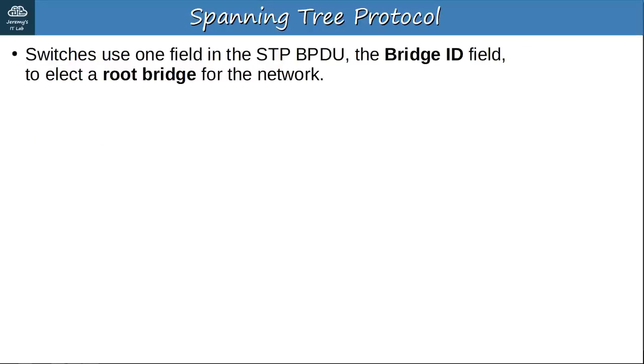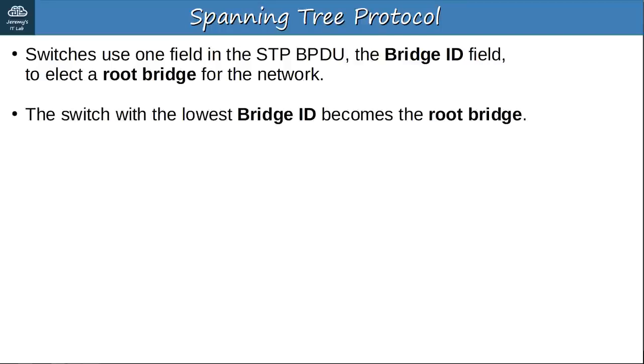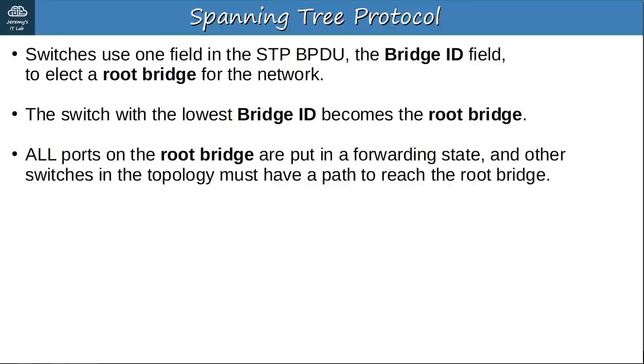Now, what exactly are these BPDUs used for? First of all, switches use one field in the STP BPDU, the bridge ID field, to elect a root bridge for the network. The switch with the lowest bridge ID becomes the root bridge. I'll talk about the bridge ID in the next slide. All ports on the root bridge are put in a forwarding state, and other switches in the topology must have a path to reach the root bridge.